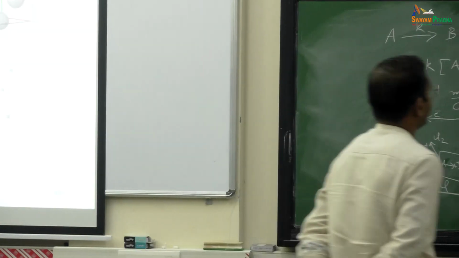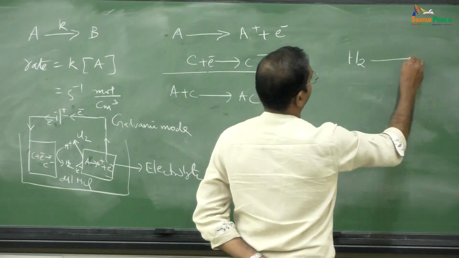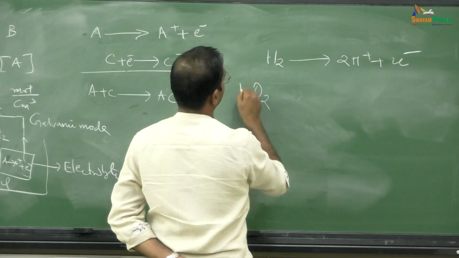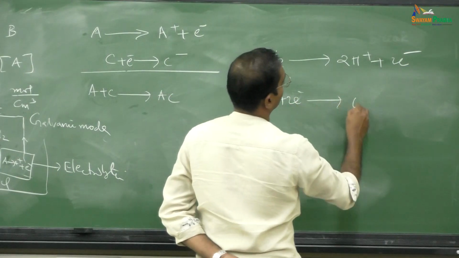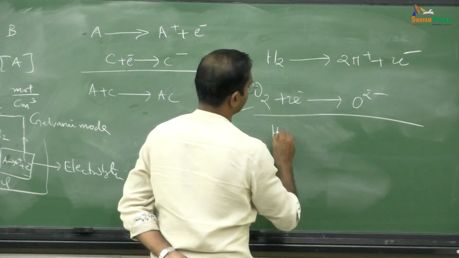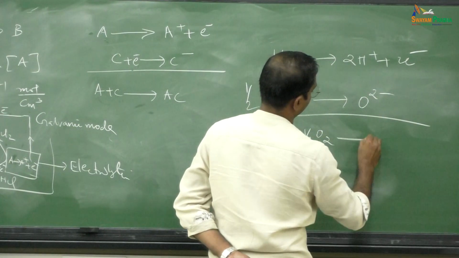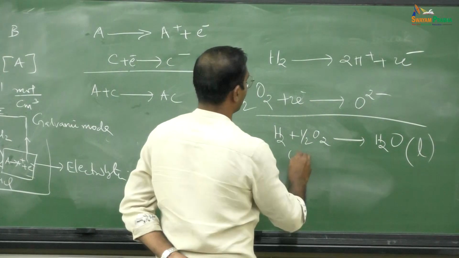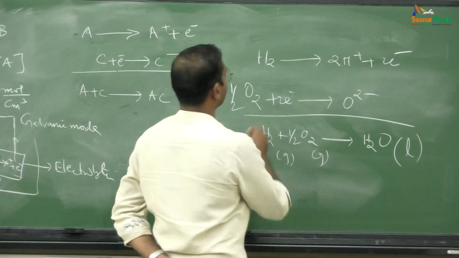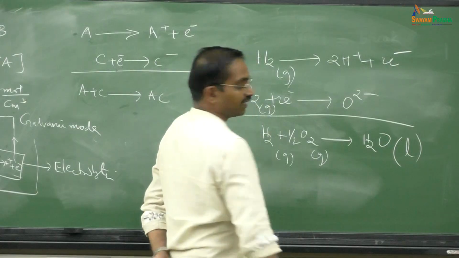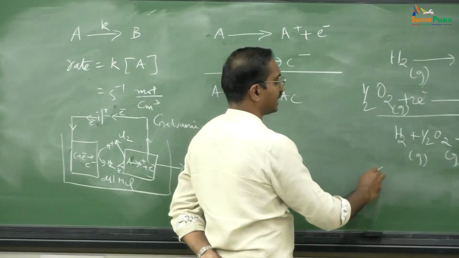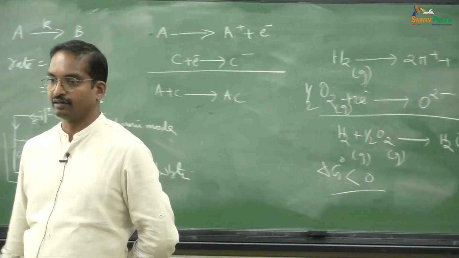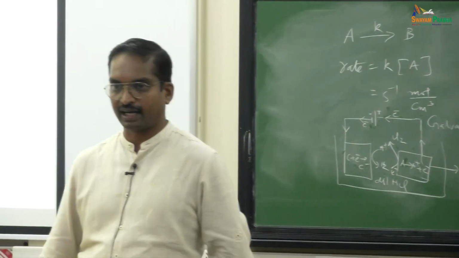For example, if I have hydrogen, and hydrogen can get oxidized, produce 2 electrons, and you have oxygen which takes up these 2 electrons, produces oxide, the net reaction is this. Depending upon the temperature, water can be liquid or it can be in vapor phase, right? For this reaction in standard condition, delta G is negative. Correct or not? In your textbook, you go check it. Delta G for this reaction is negative.